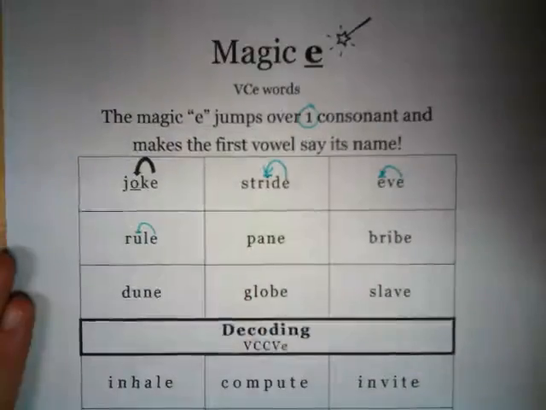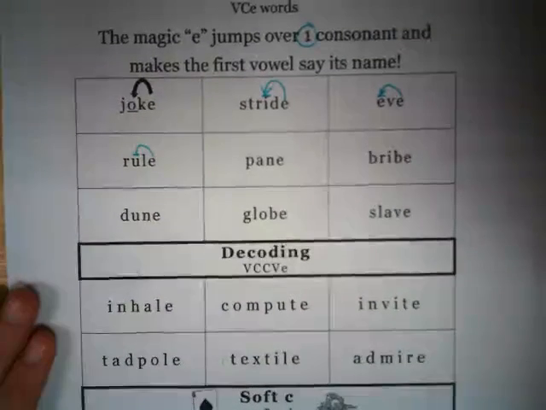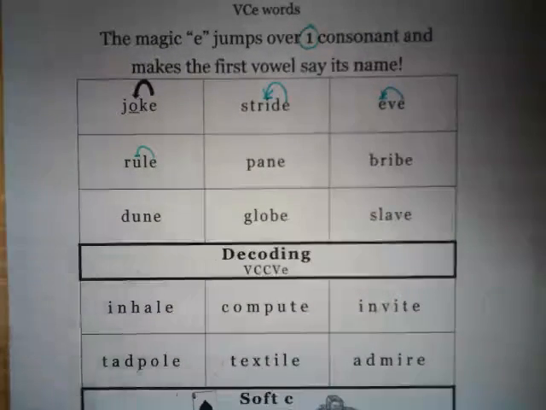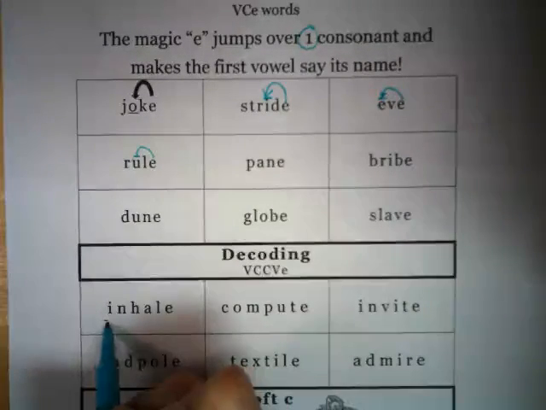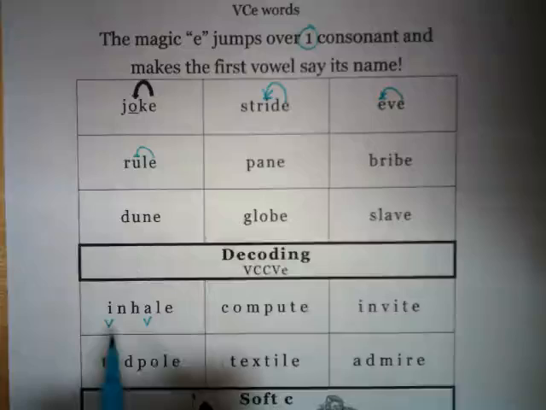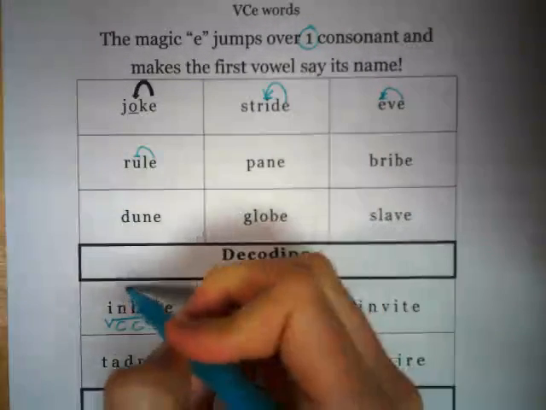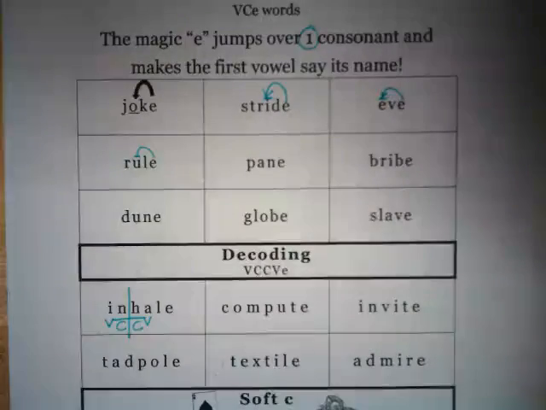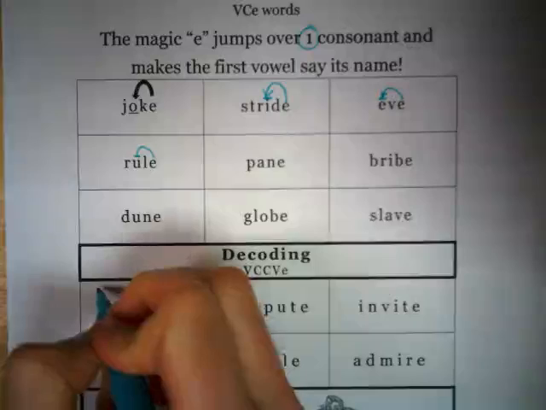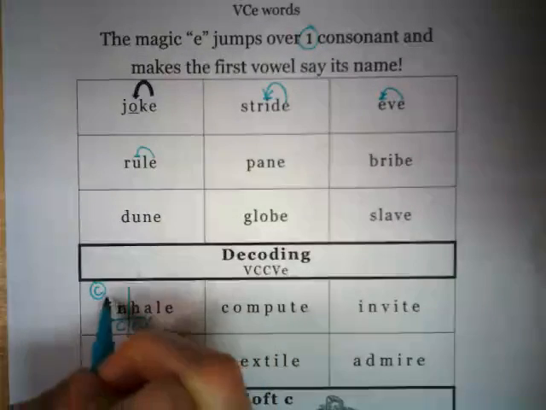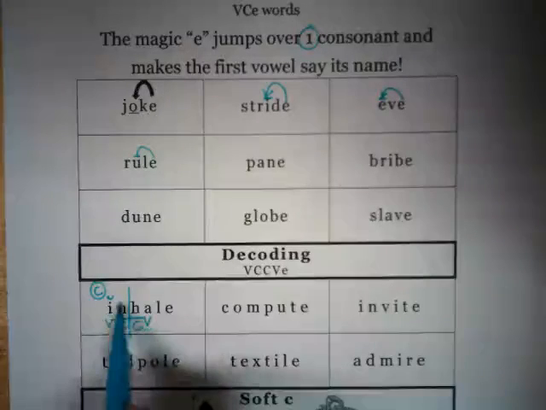It jumps over one. Now, to decode two-syllable words with magic E, we're going to do the same thing. We're going to identify our first two vowel sounds first. So in this word, it's going to be vowel, consonant, consonant, vowel, draw my bridge. I still have that pattern, so I'm going to chop. I look at my vowel, look at what's behind. There's an N. So this is closed in. So my I is going to say I. So my first syllable says in.